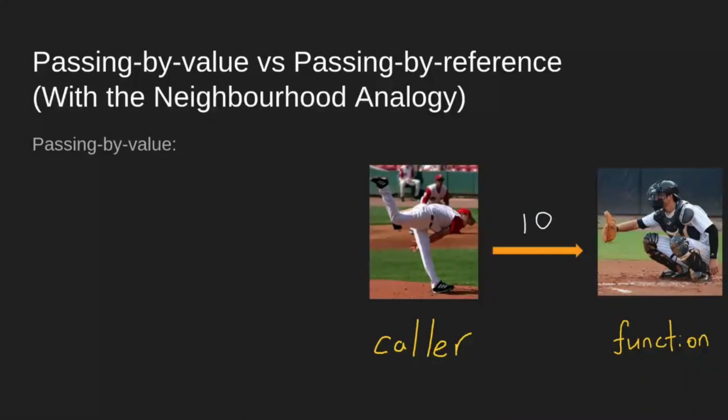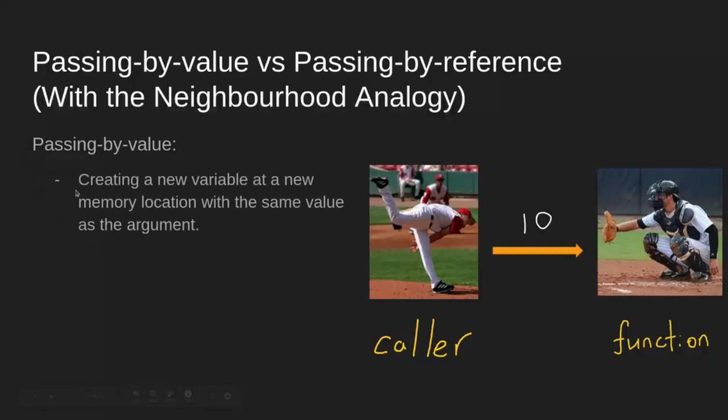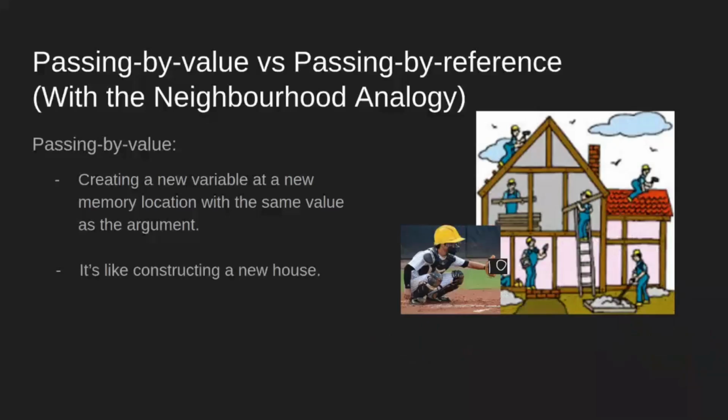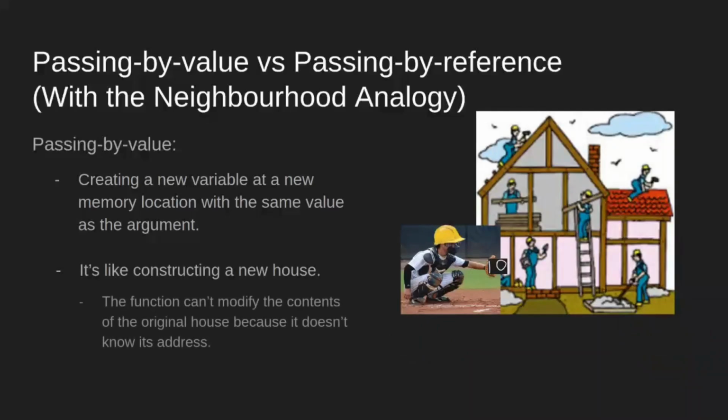And the next method is passing by value, which is slightly different from passing by reference, in which you actually pass the value to the function. And what happens here is that you create a new variable at a different memory location with the same value as the argument, and you give it to the function. So it's like constructing a new house. And the thing about this new house is that the function can't modify the values in the original house because the function never got the address to the original house. So the function only has this new house to work with.